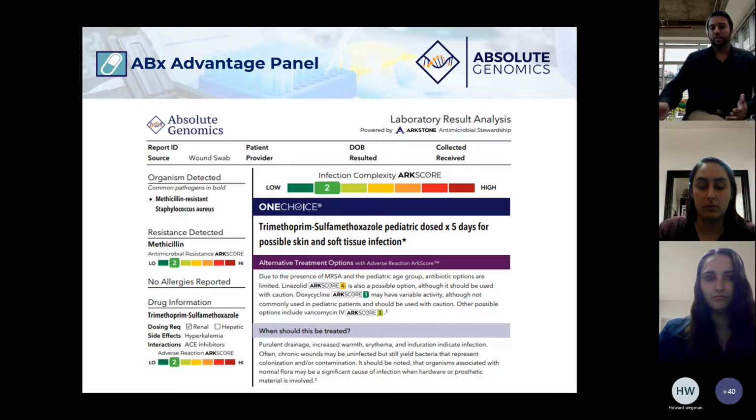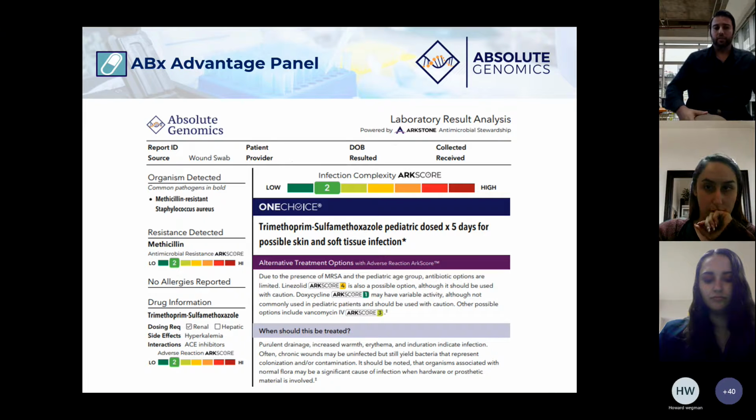What are the things that contribute to the infection complexity? It's the type of pathogen, the type of resistance, and whether it's a single pathogen infection or a polypathogen infection. All these factors will contribute to the complexity. So we are providing this powerful information to the physicians so they can determine how complex the infection is, and then they can provide the appropriate treatments.